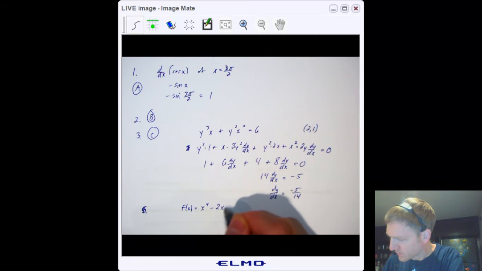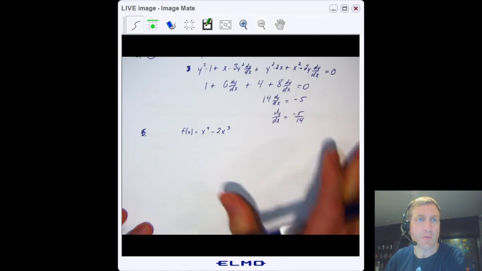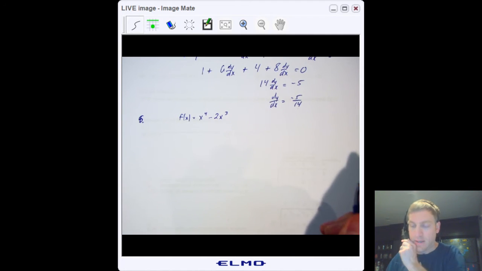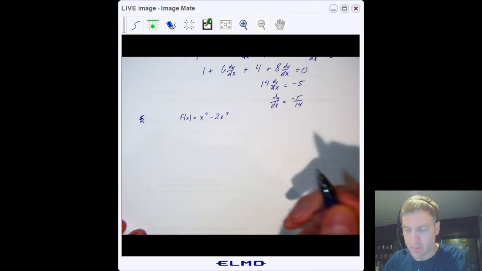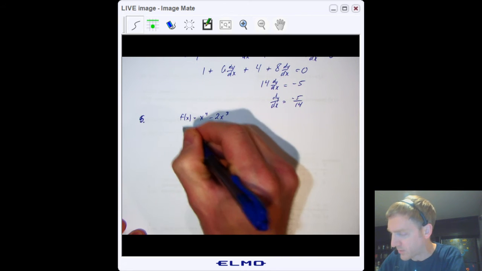Okay, so points of inflection is when the first derivative changes sign. Sorry, the second derivative, I said it backwards, sorry. Points of inflection is when the second derivative changes sign. The relative extrema is when the first derivative changes sign, local max or local min.